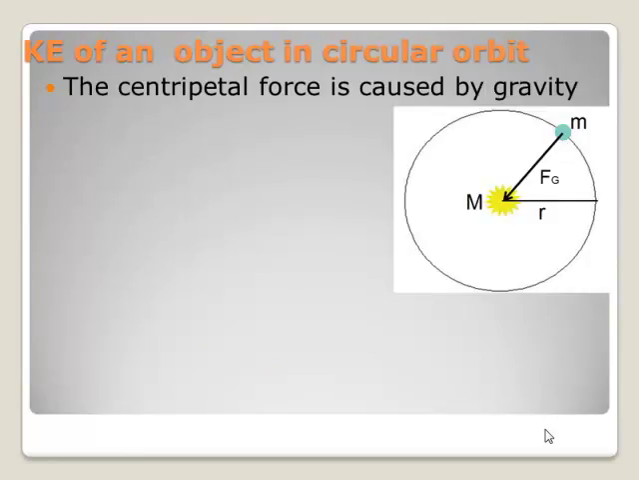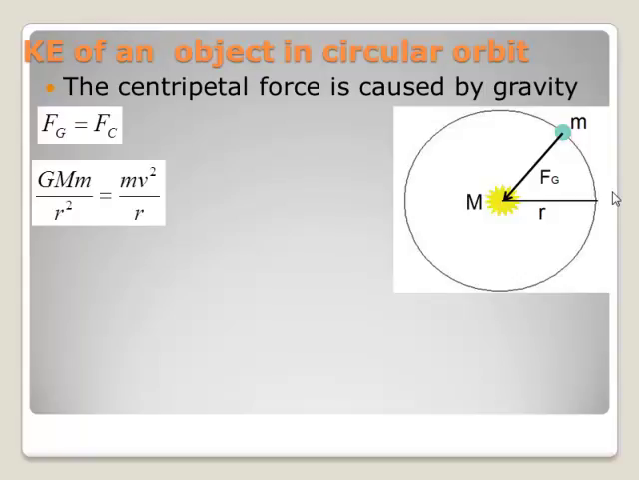So we can easily derive the kinetic energy of an object in circular orbit by knowing that the centripetal force is caused by gravity. So this is the object in the center, some kind of star, and here's a planet orbiting the star. The star and the planet are a distance r from each other. Their centers are a distance r from each other. And the force of gravity is what's causing the planet to rotate. So the gravitational force is equal to the centripetal force.